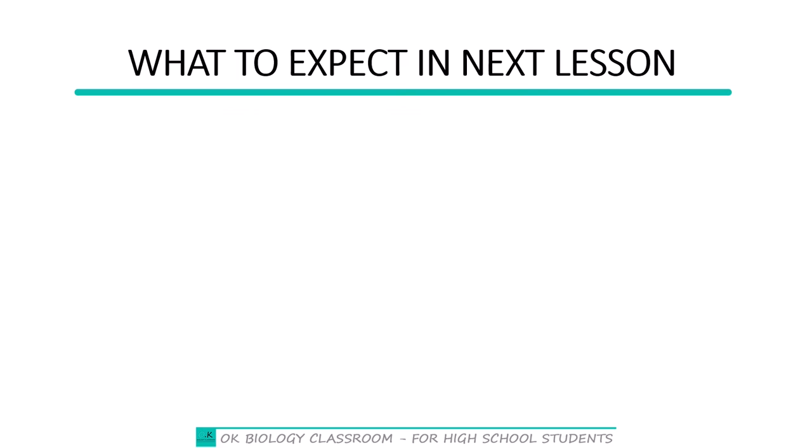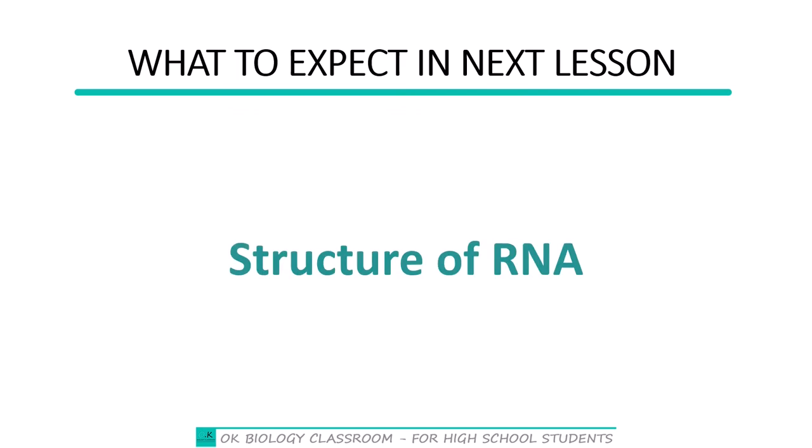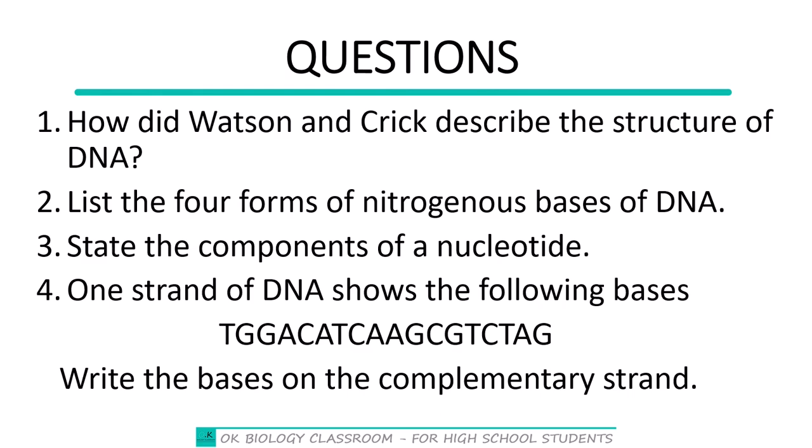Since we have looked at DNA in this class, in our next class we are going to look at RNA. So we'll be looking at the structure of RNA as well. So we have some questions for you, which I believe you can easily answer once you have been part of today's class. Now the first question says, how did Watson and Crick describe the structure of DNA? And the second question says, list the 4 forms of nitrogenous bases of DNA. And the third question states, state the components of a nucleotide. And I believe these questions are very easy and you can answer them.